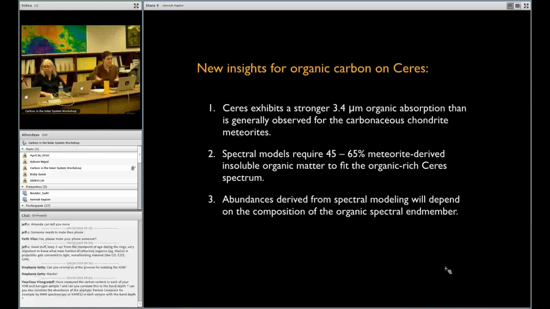But the important caveat here, and the important thing to keep in mind in general, is that abundances that we derive from spectral modeling are going to depend on the composition of the organic spectral end member. And so here I've presented a range of organic spectral end members, the IOM, with a range of compositions that would be really useful for this problem and have been really useful. And I think that's something important to keep in mind.